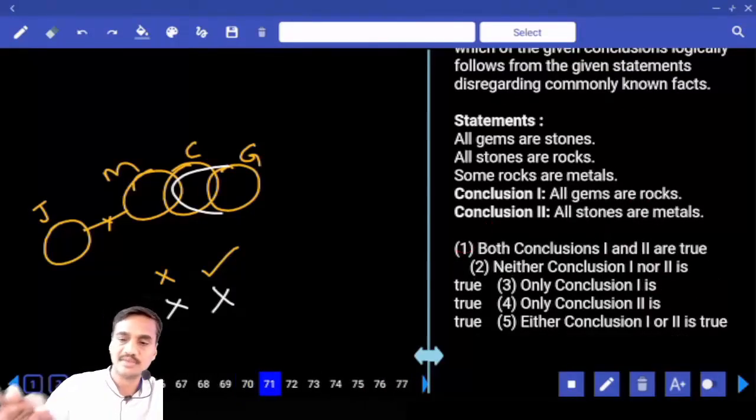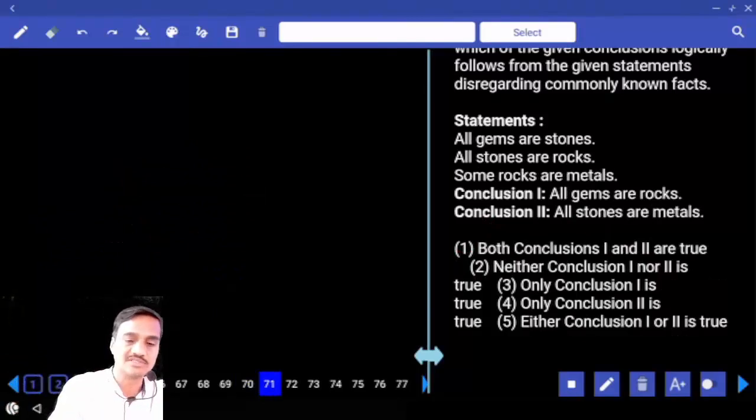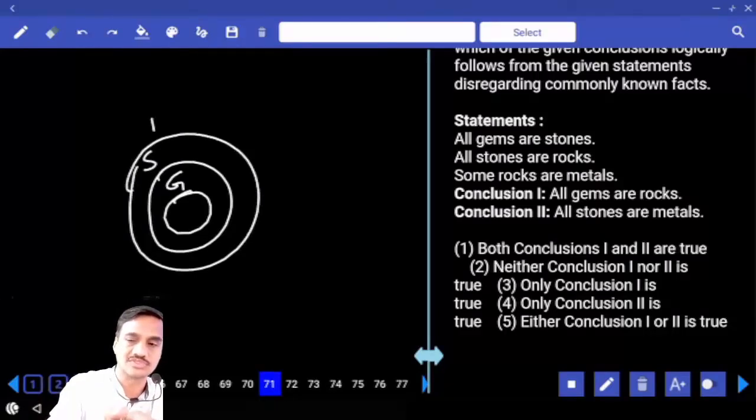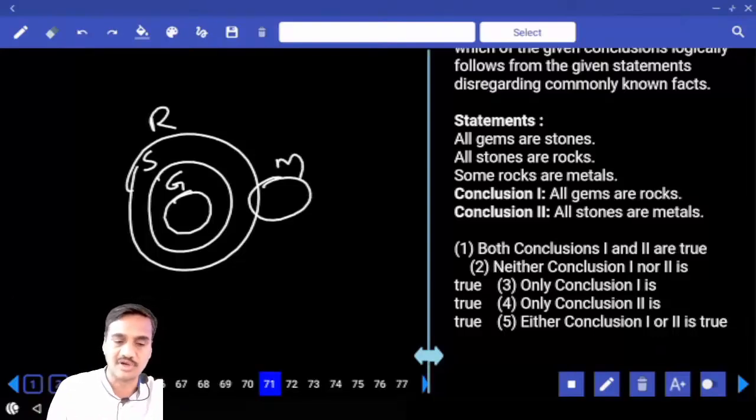Then 71. Now in this 71, all gems are stones. These are the gems that are stones, and all stones are rocks. All these stones are rocks, and some rocks are metal, a rock and a metal. And first one, all gems are rocks, definitely true. All stones are metals, that is false. Only 1 is true. Only 1, choice 3, question number 71.